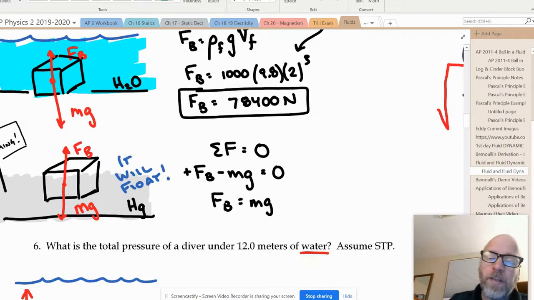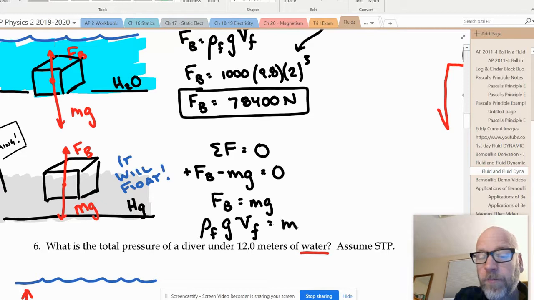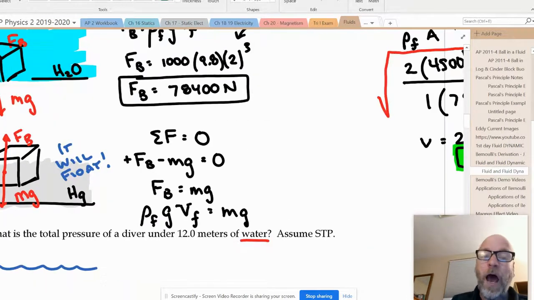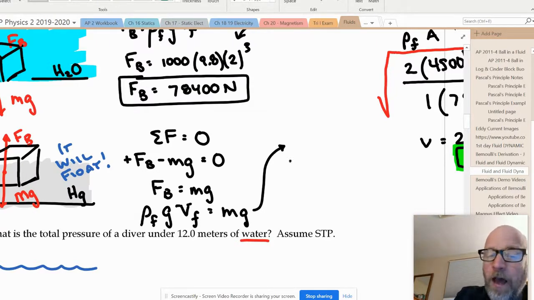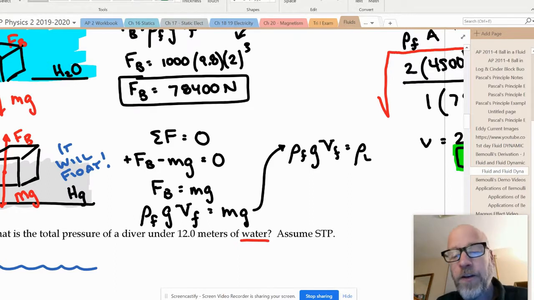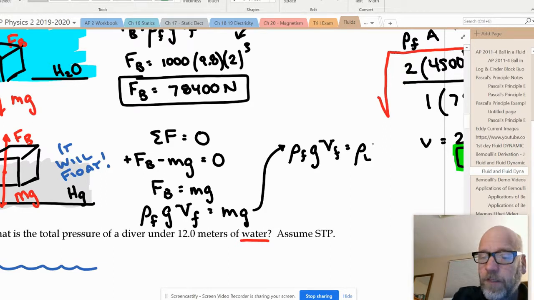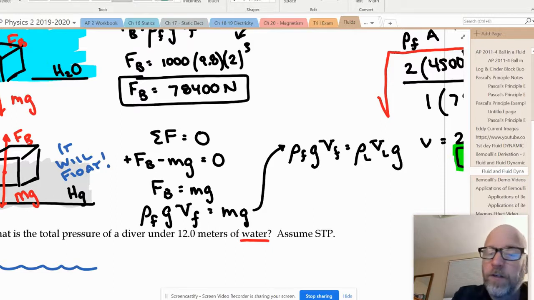Okay. Now, the buoyant force is going to be the density of the fluid times gravity times the volume of fluid displaced. Now, I could find the mass of the lead, but I can do something even easier. I know that the mass of the lead is going to be the density of the lead times the volume of the lead. This right here, that's the mass.